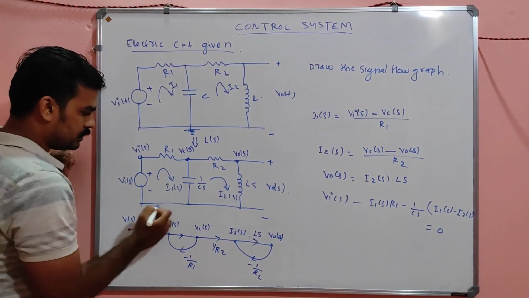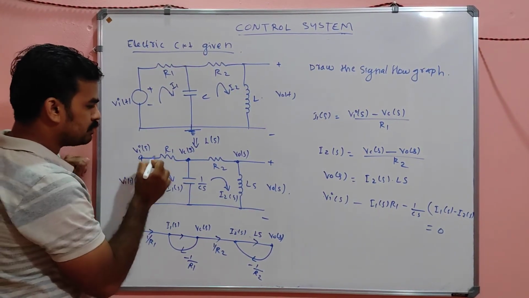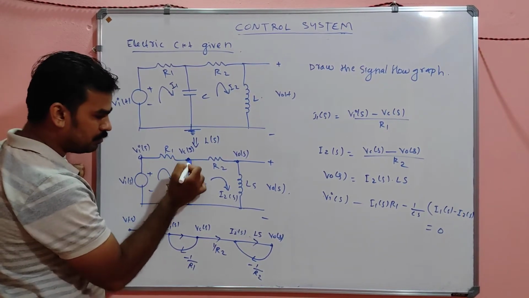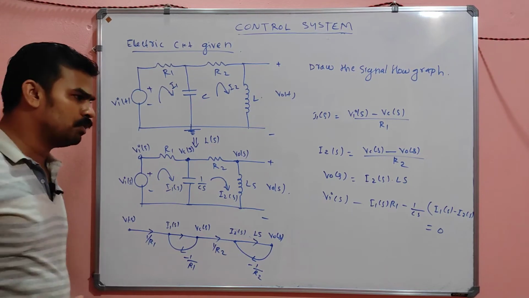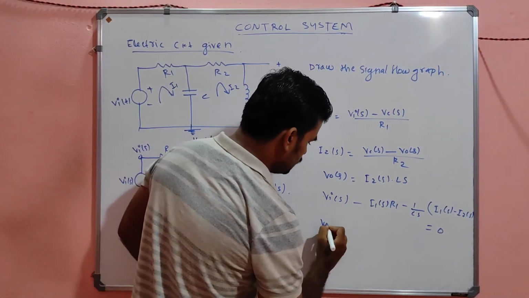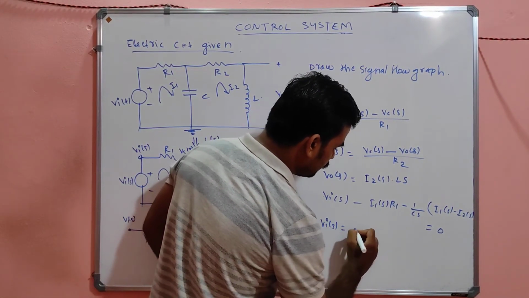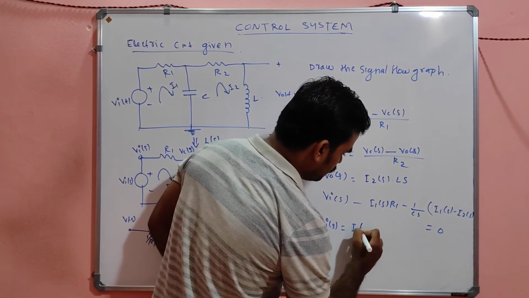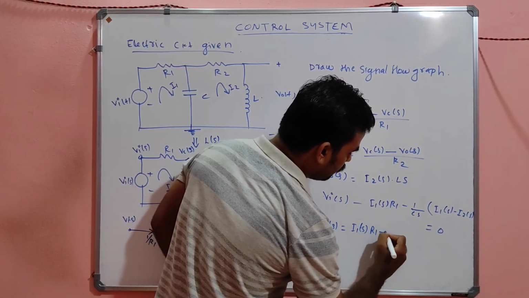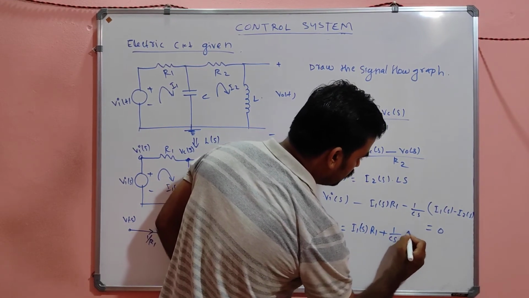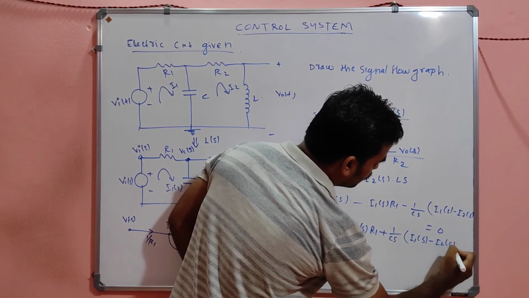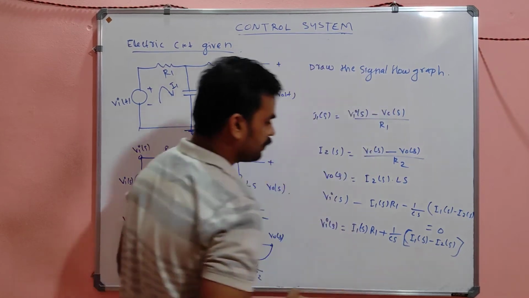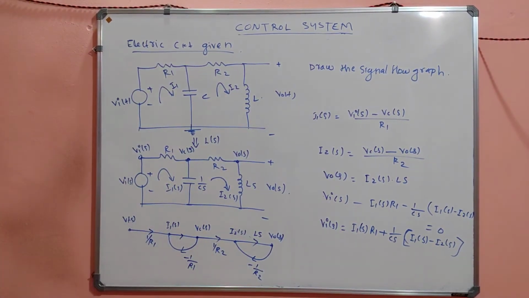Consider just this loop. Vi of s minus I1 of s into R1 minus 1 by Cs into I1 of s minus I2 of s. Simple loop rule I applied there. So this is simply Vi of s is equal to I1 of s into R1 plus 1 by Cs into I1 of s minus I2 of s.